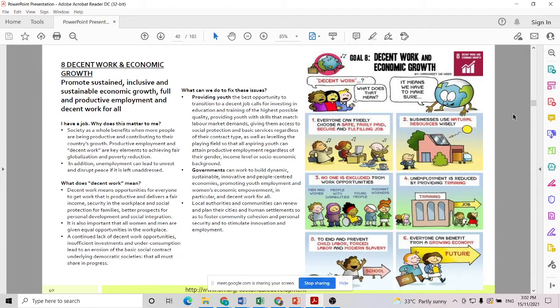Okay, and then we have decent work and economic growth. So what is work and economic growth? It promotes sustained, inclusive and sustainable economic growth, full and productive employment and decent work for all. Which means that if you work, you earn some money for your living. It's not only about salary at the end of the month.